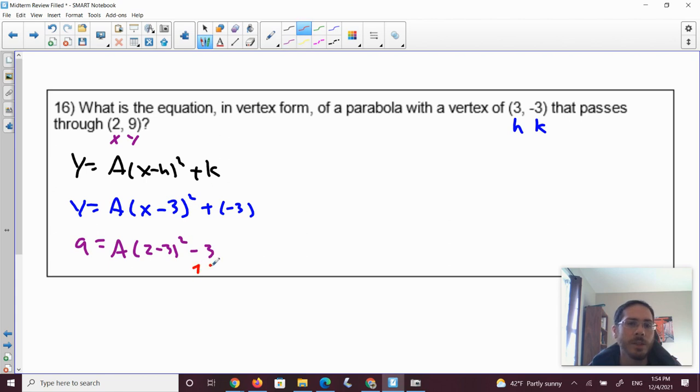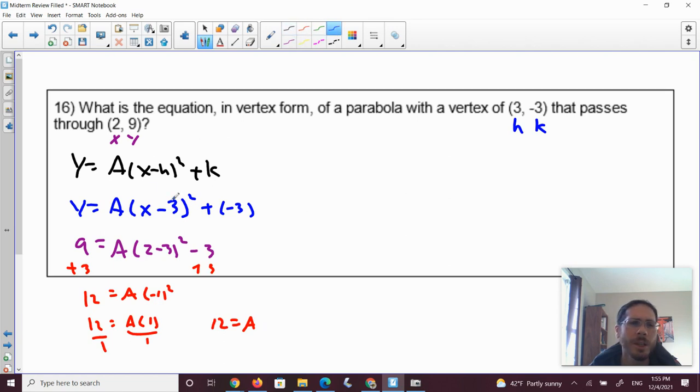We need to figure out a, so we'll add 3 to both sides. So it's going to give us 12. 2 minus 3 is -1 squared. -1 squared is 1, so we divide both sides by 1. 12 equals a. All right.